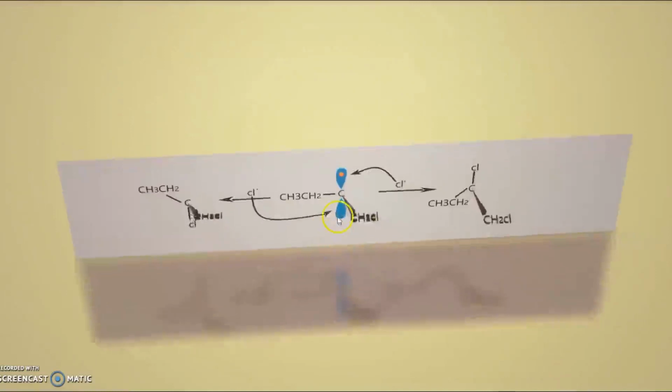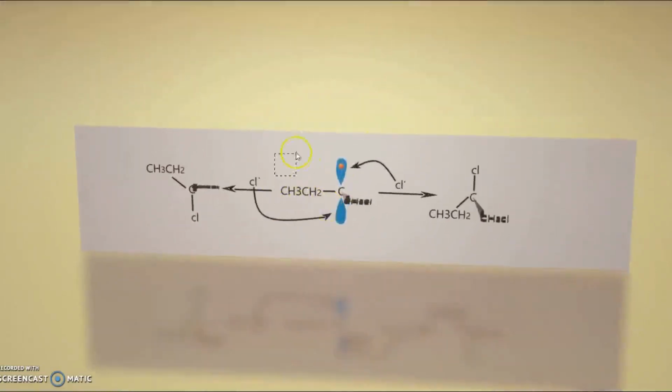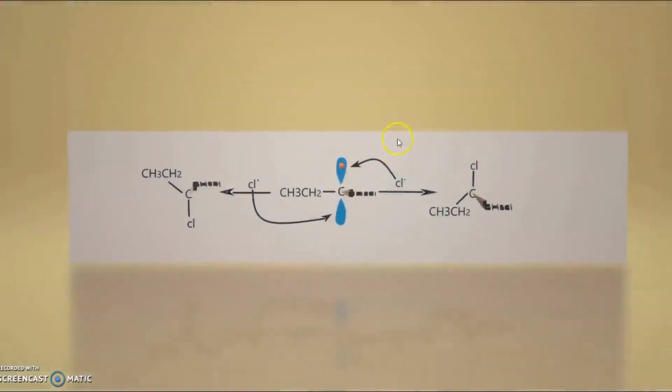One facing towards us, one facing away from us, and one on the plane of the paper. The lone unpaired electron on the unused p orbital is projected above and below this plane. Now the chlorine radical can attack the carbon in two ways, either above the plane or below the plane like this. Two attacks are equally possible, so we get equal mixtures of two compounds.